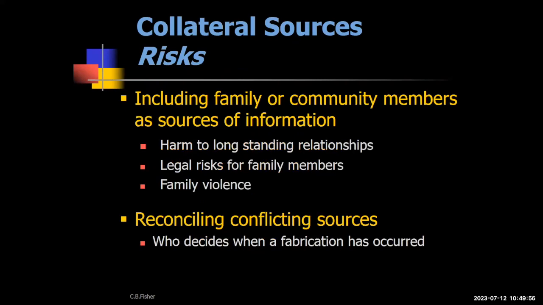So we have a lot of collateral resources. If you're talking to family members, you could do harm to longstanding relationships depending on what your questions are, right? There may be legal risks for family members if you're informing them about something, or you may be talking to a male partner, telling them something, risking family violence, right? Which is some of the things we've been talking about in terms of HIV. And then one of our challenges is, if you're doing that and there are conflicting sources, how do you decide if you think you have a disclosure obligation when a fabrication has occurred?